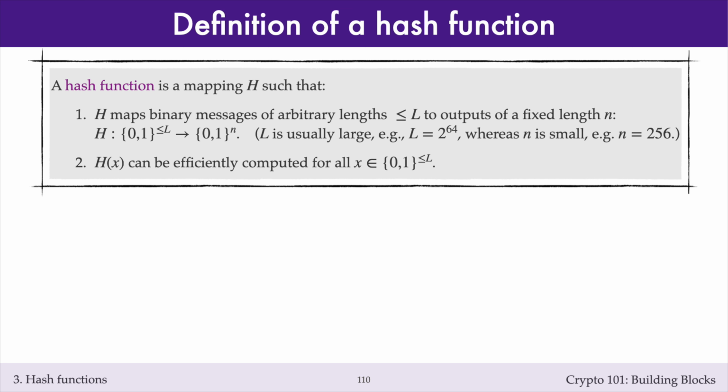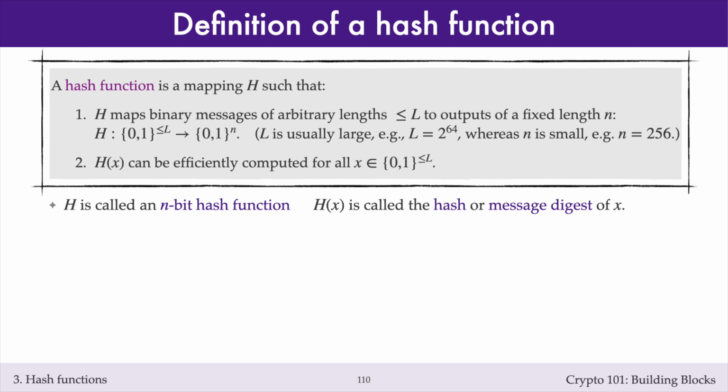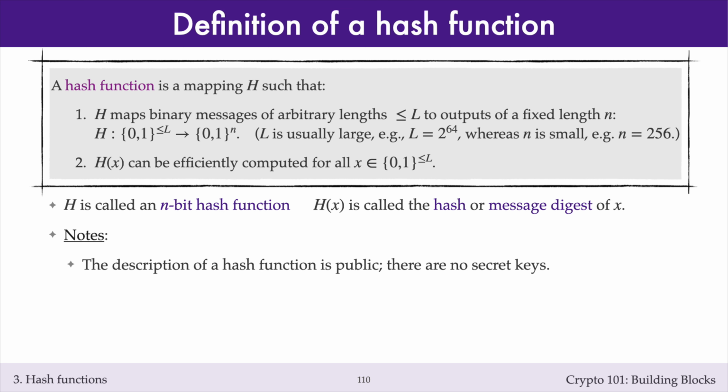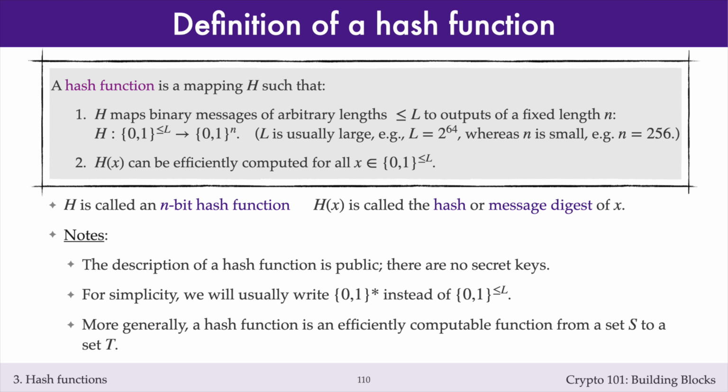Also, H of X should be efficiently computable for all messages X in the domain of the hash function. H is called an n-bit hash function, and H of X is called the hash value or the message digest of the message X. Note that the description of a hash function is public and fixed, so a hash function has no secret keys. To ease the notation, I will usually write {0,1}* instead of this more descriptive notation to describe the set of all binary strings of length at most L.